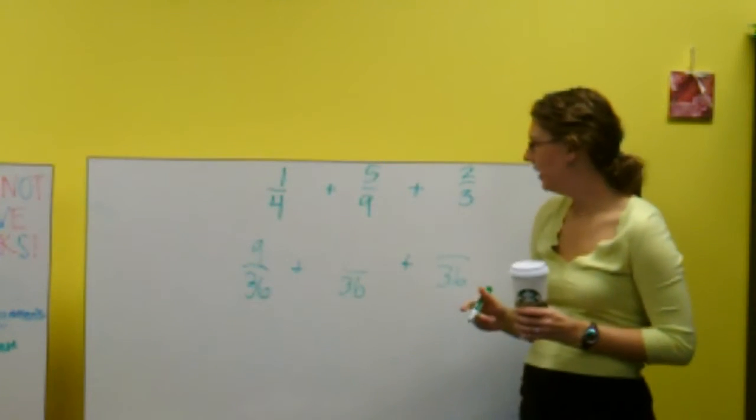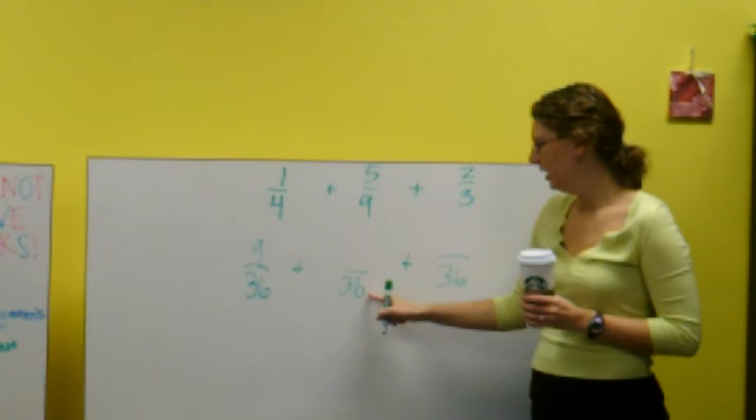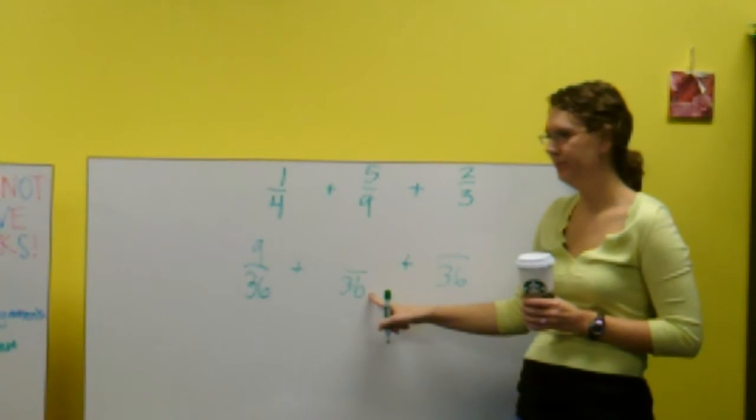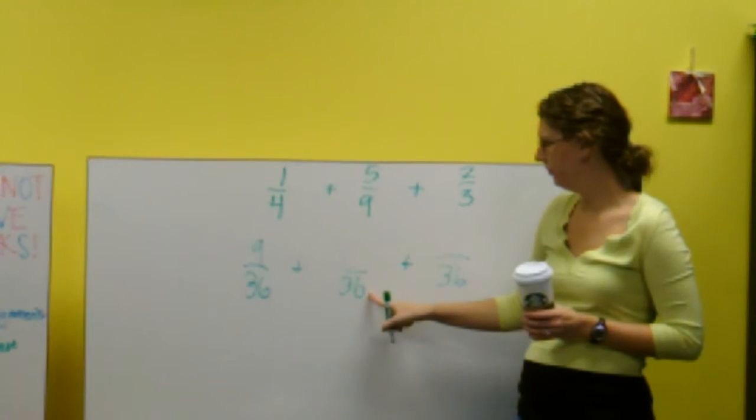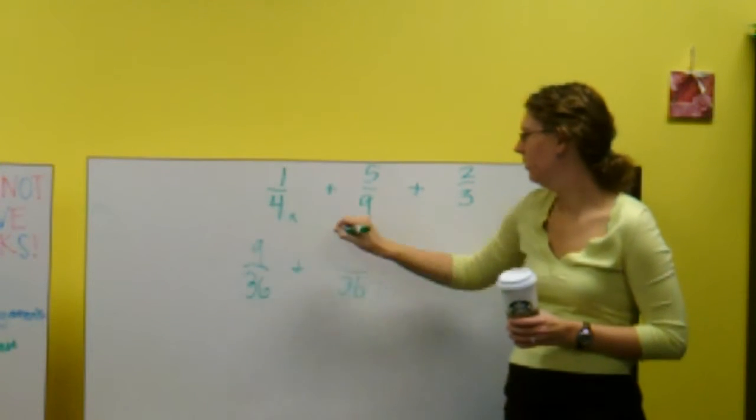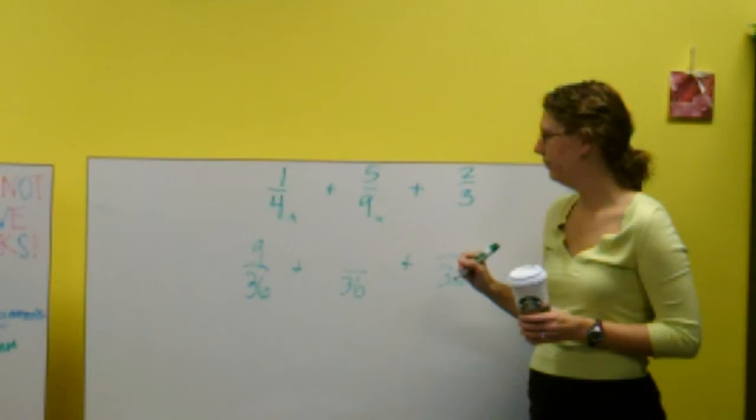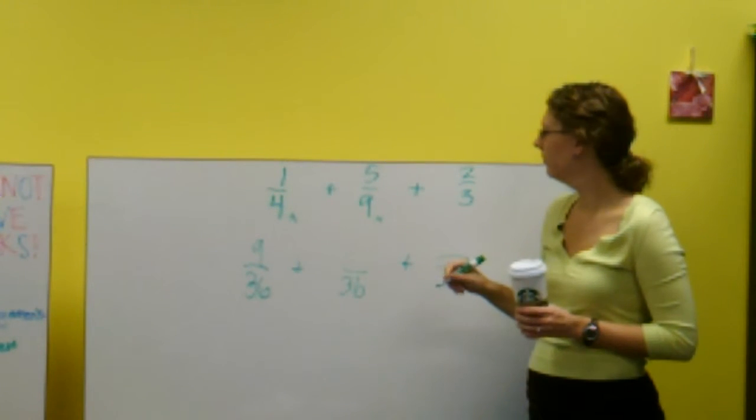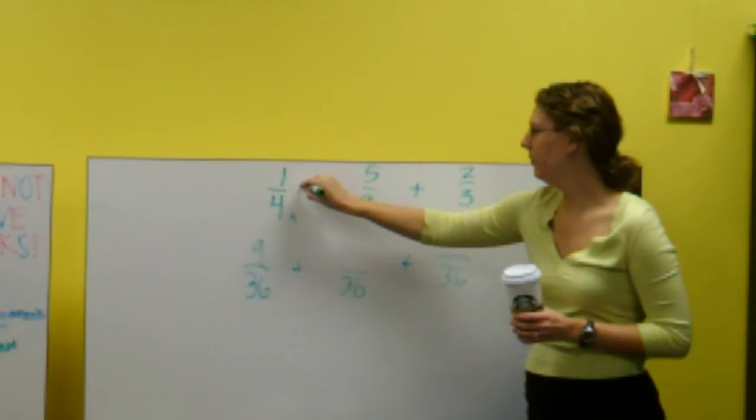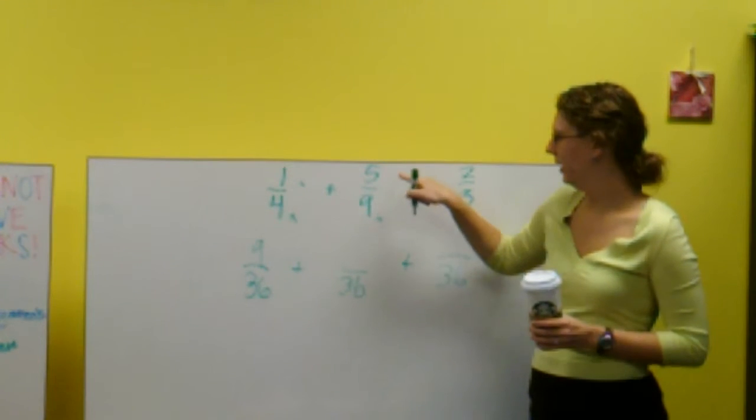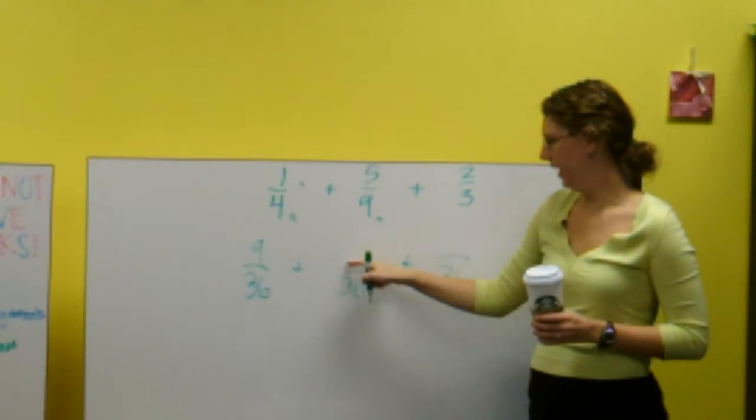9 over 36. Perfect. All right, Jamika, how did I get from 9 to 36? Times 4. So what's this one going to be right here? Whatever you do to the bottom, you do to the top. So whatever you did to the bottom, you got to do to the top. So what's going to be here?